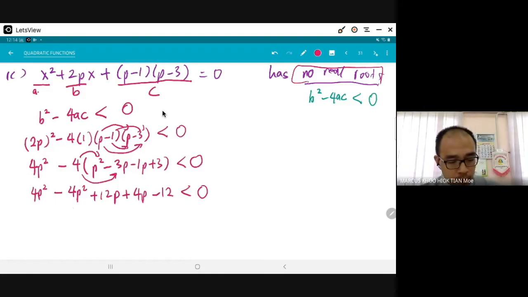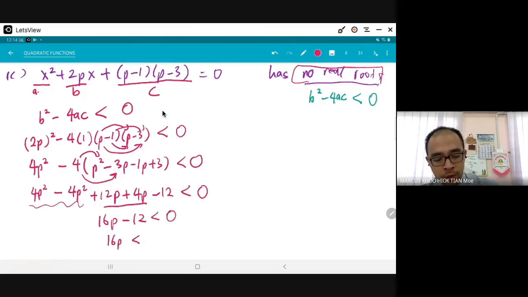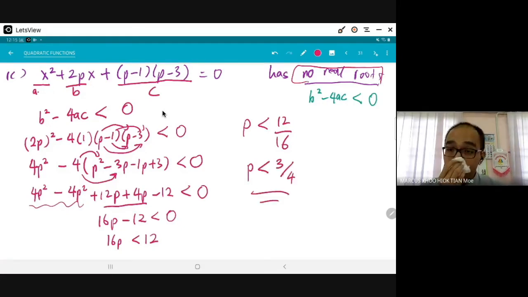Okay, so berita baik, settle. 4p squared minus 4p squared is sifar. So 12p plus 4p is 16p minus 12 less than 0. So 16p kurang daripada 12. P kurang daripada 12 per 16. P is less than 3/4. Okay, so ini pun adalah jawapan range of values of P.